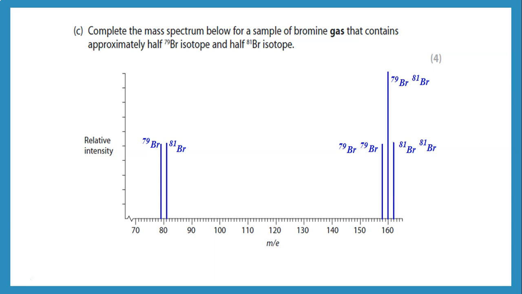Now, when we have a combination of two bromine atoms in a molecule, then both of them are either 79 or both of them are 81, or one of them is 79 and the other 81. And remember that the intensity for the 79/81 combination is twice the other ones, because I have two choices. Either the first bromine is 79 and the second is 81, or the first is 81 and the second is 79. So the peak for Br79-81 is twice the peak for both of them 79 or both of them 81.